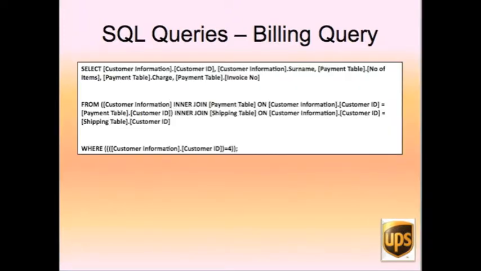Here we are selecting to display information on the customer ID, surname, and the number of items they have placed with UPS, and how much they are being charged. This information is coming from the customer information table and payment table.